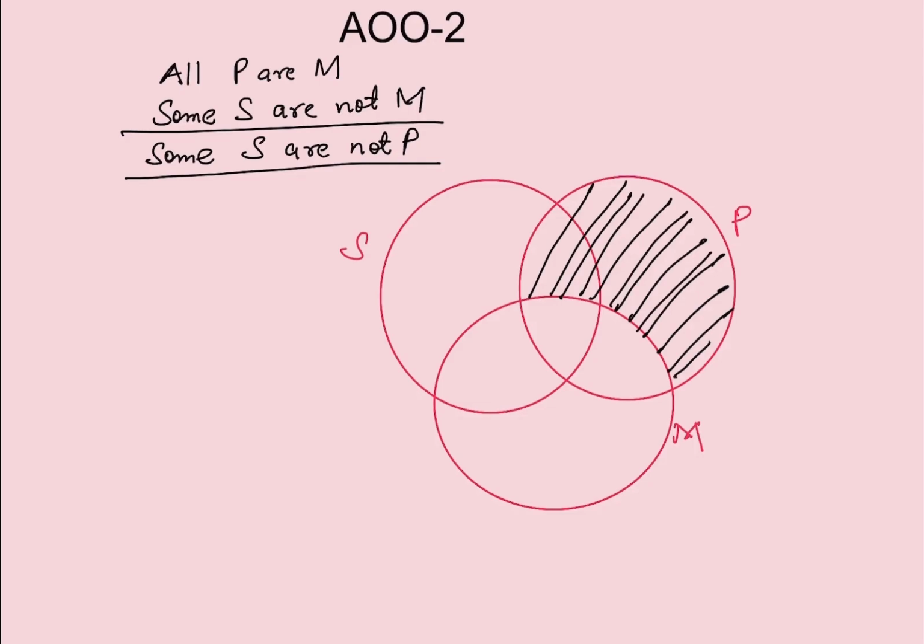So some S are not M. Now S and M में आपको देखना है. So as this part is already shaded, so X का position यहाँ पे आ जाएगा. And some S are not P में भी X की position यहीं पे आता है. That means again this is a valid syllogism.